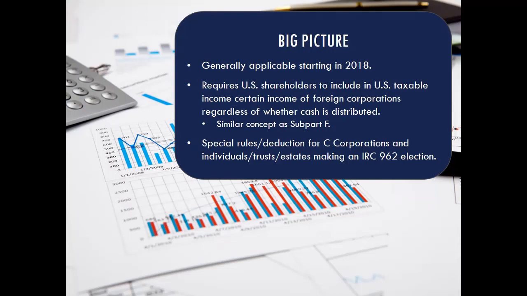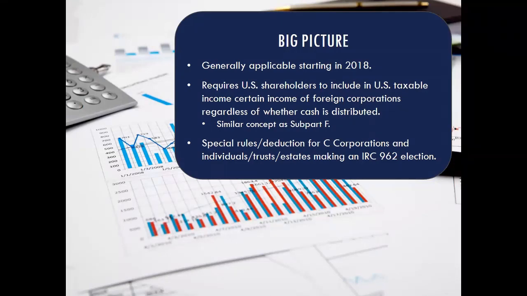So really what you're looking for is, do we have a foreign corporation? Does it have taxable income? And is my foreign corporation controlled by US shareholders? And if it is, then typically we have a situation where GILTI could apply.